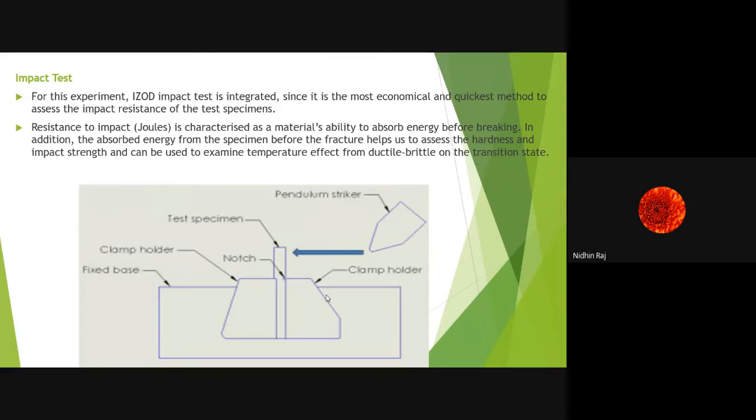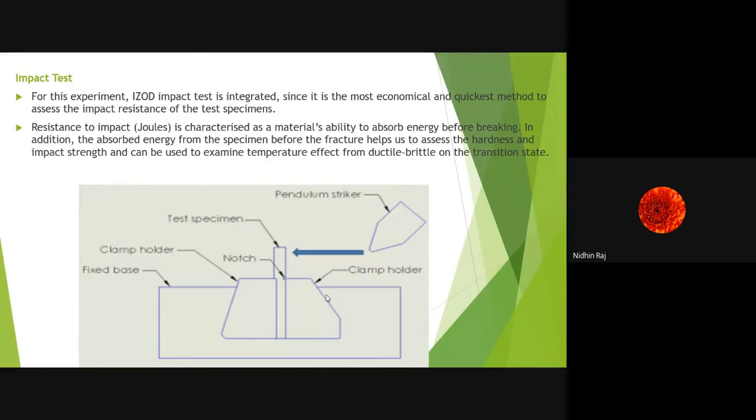The next test that was carried out was the impact test, that is the Izod impact test. Since this is the most economical and quickest method to assess the impact resistance of the test specimens, the Izod test was carried out. Resistance to impact, measured in joules, is characterized as a material's ability to absorb energy before breaking. In addition, the energy absorbed by the specimen before fracture helps us assess the hardness and impact strength, and it can be used to examine the temperature effect on the ductile to brittle transition state.